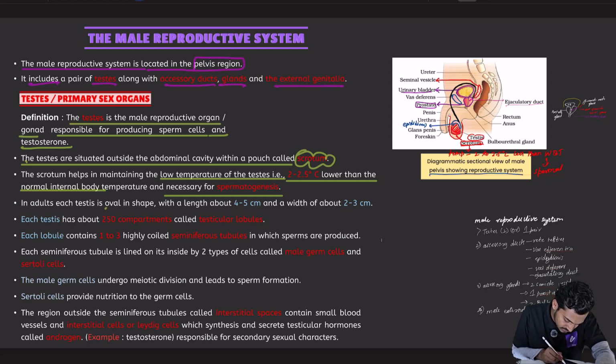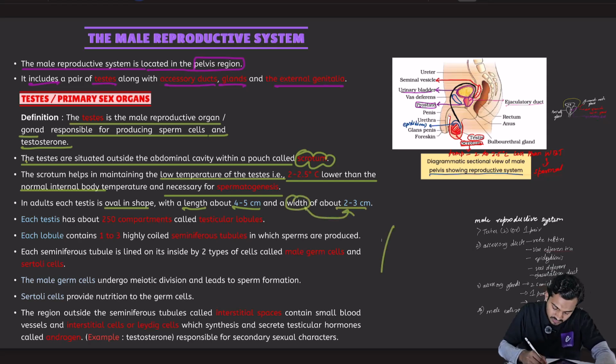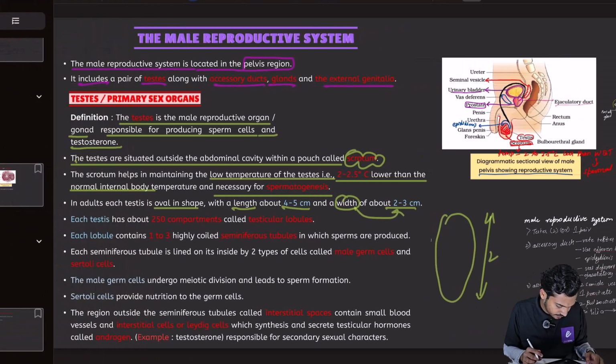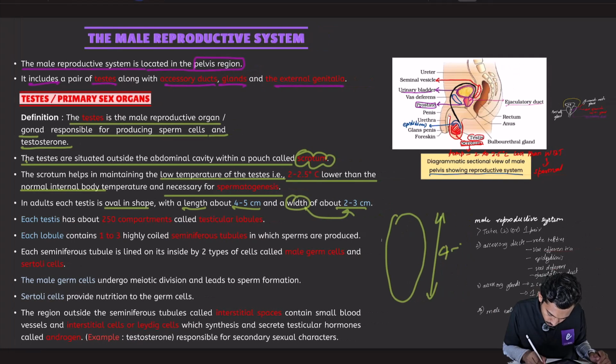Now the shape of the testis. What is the shape of the testis? Testes are oval in shape. What is the length of the testis? Testes are 4 to 5 centimeters in length. What is the width of the testis? Testes are 2 to 3 centimeters in width. So if this is the testis, the length is 4 to 5 centimeters and the width is 2 to 3 centimeters.